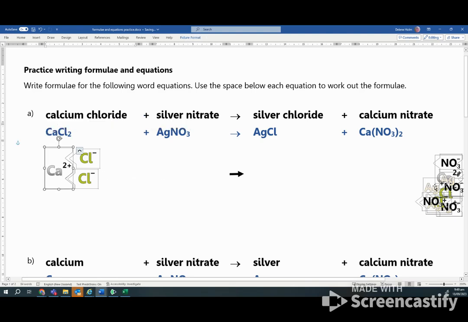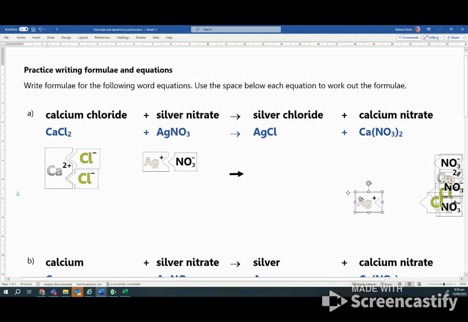Now similarly for silver nitrate, if I look at the table of ions, it's Ag+, and if I take a nitrate, it's NO3-. So I've got one nitrogen and three oxygens, all with a total of one negative charge. So in order to balance out the one positive, I need one negative. So it's just simply AgNO3, one of each.